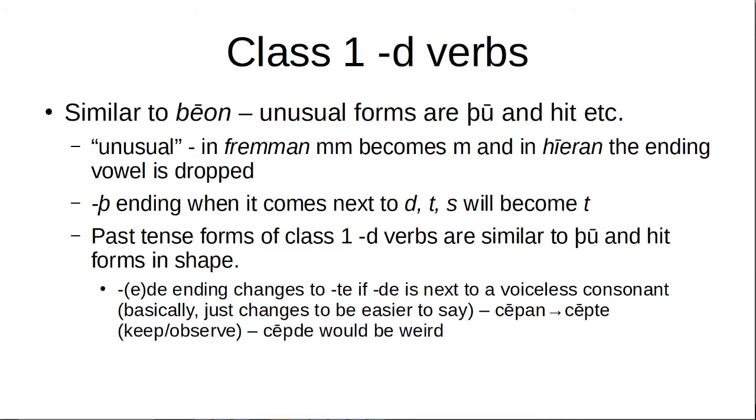So, this is similar to the note at the bottom where I've said that the de ending changes to te if de is next to a voiceless consonant. So, for example, cepan, which means to keep or observe, the past tense of that is cepte, because cepde would be a little weird, wouldn't it be? It's like we don't say keeped, we say kept.